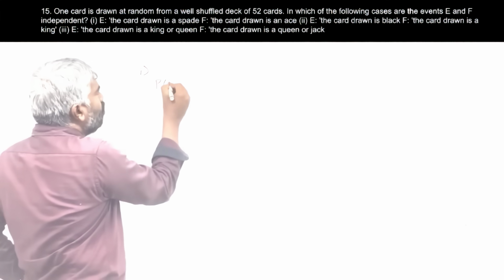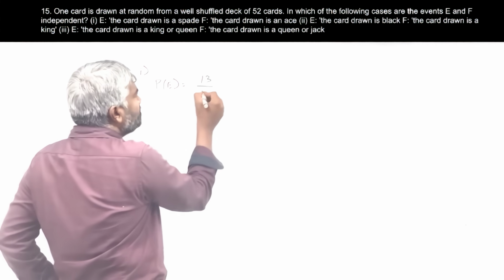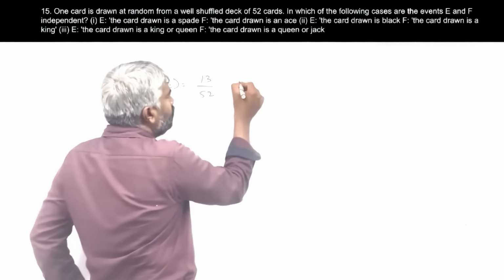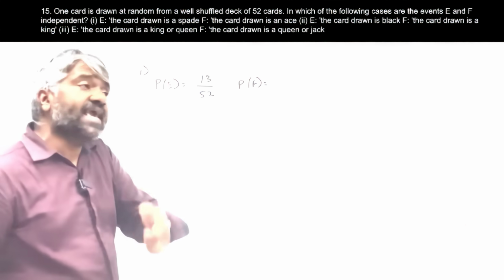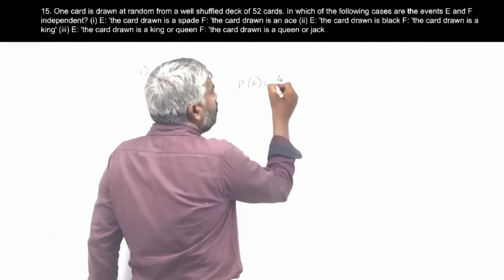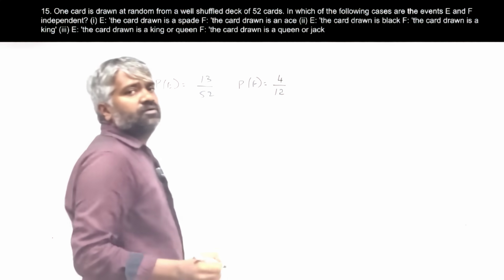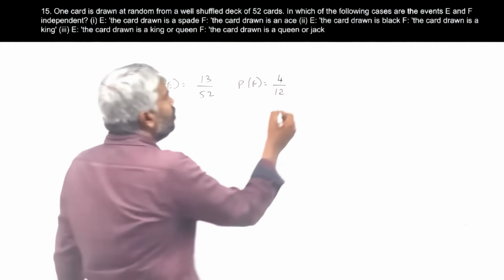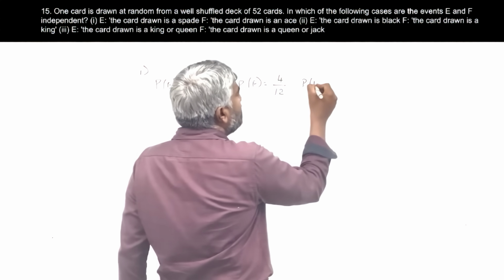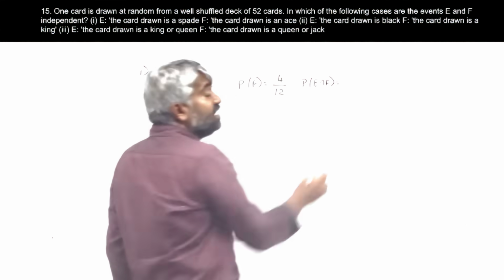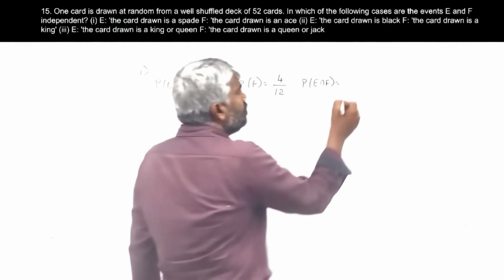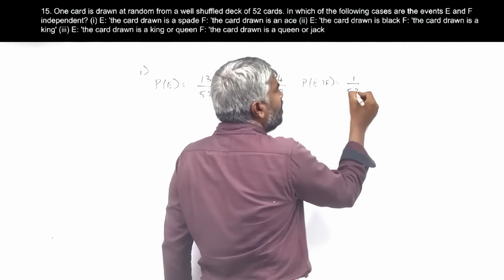P of E. What is E over here? When you are picking a card, we have to check whether the card is a spade. So the spade over there is 13 by 52. What is F? F is that the card picked is an ace. There are 4 aces in the total of 52 cards. Now you need to find P of E intersection F, that is the ace of spades, which is 1 by 52.